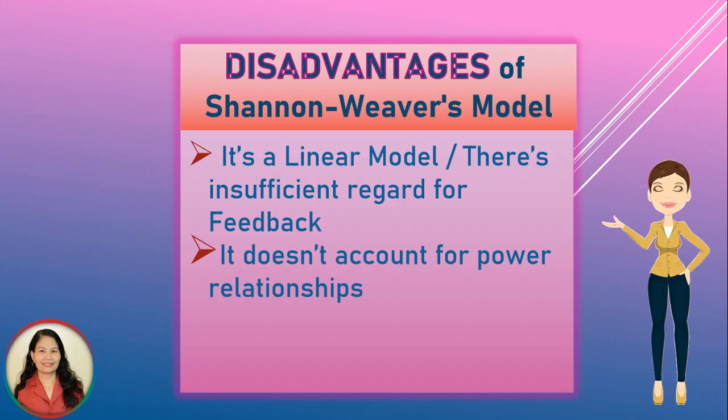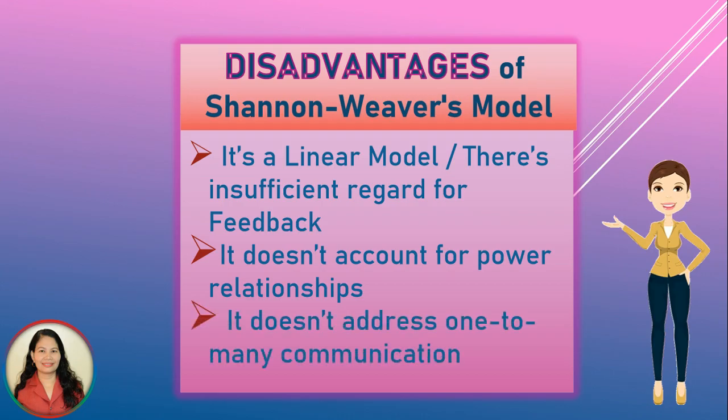Second, it doesn't account for power relationships. The model doesn't take a social scientific look at how information is interpreted differently based on power relationships or identities of those people communicating with one another. Third, it doesn't address one-to-many communication. The model is silent on the issues that arise when there is one sender and multiple receivers. For a better analysis of mass communication, use a model like the Lasswell model of communication.